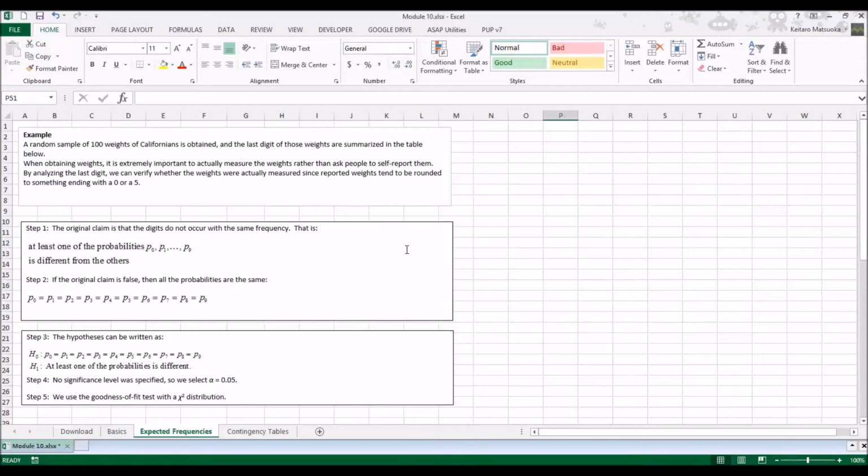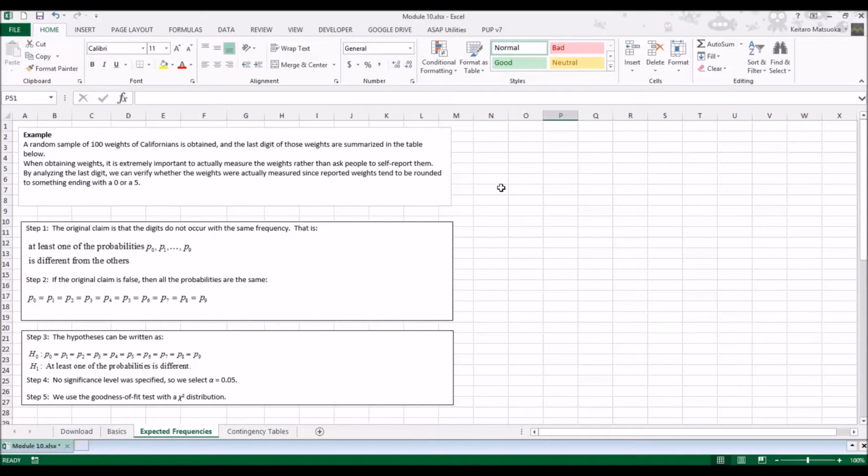Say a random sample of about 100 weights of Californians is obtained, and the last digits of those weights are summarized in the table below, which I'll scroll down to a little bit. When obtaining the weights, it is extremely important to actually measure them rather than ask people to self-report. You'll see the reason why in a minute. By analyzing the last digit, we can verify whether the weights were actually measured, since reported weights tend to be rounded to something ending with a 0 or 5. If that's the case, we know the observations were from self-reported weights rather than actually weighing people.